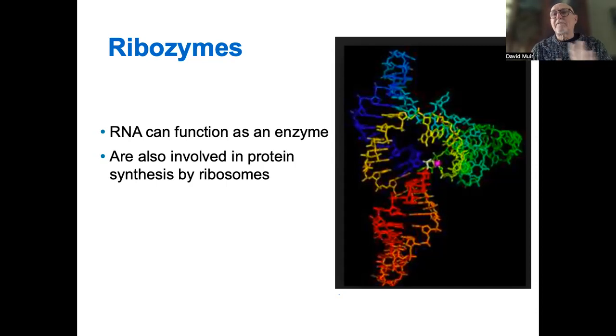But small ribozymes also operate throughout the cell, and they're involved, for example, in gene control, in trimming messenger RNA. All sorts of functions are accomplished by the ribozymes. They're a very important set of enzymes, even if they only comprise a small proportion of the total number of enzymes in the cell.